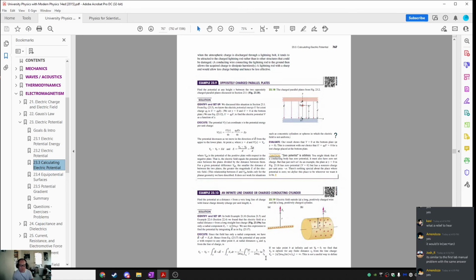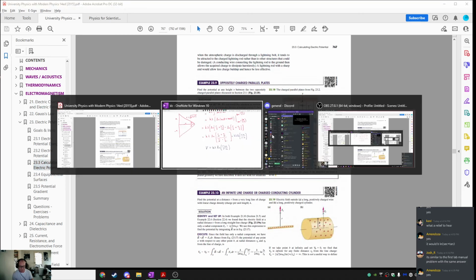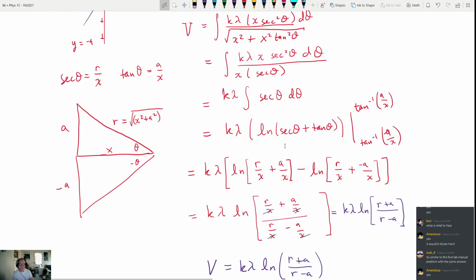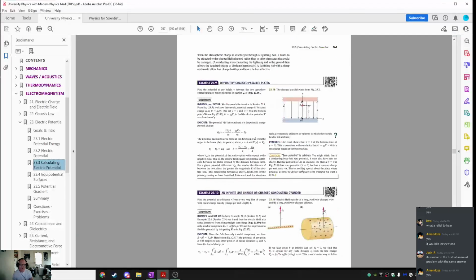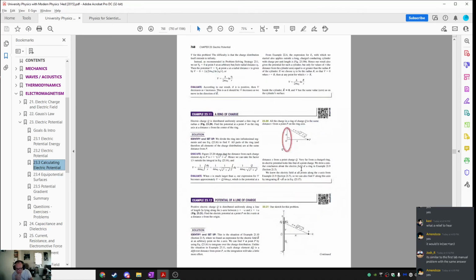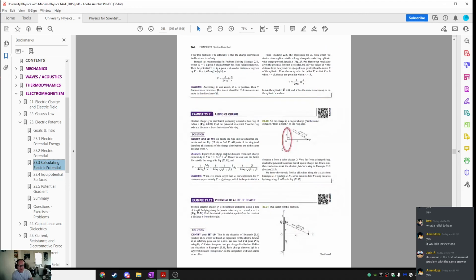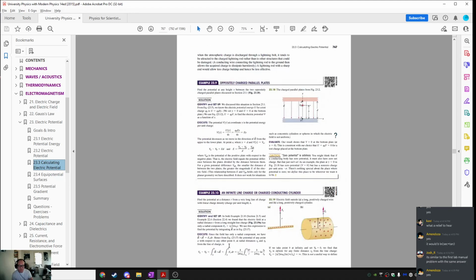Yeah, well, we have the r minus a thing, but it is natural log of rb over ra. So for us, is this the same thing? R plus a over r minus a? What was their integral? Oh, they used a different method of doing this, didn't they? They didn't use the same method that I did. Huh.